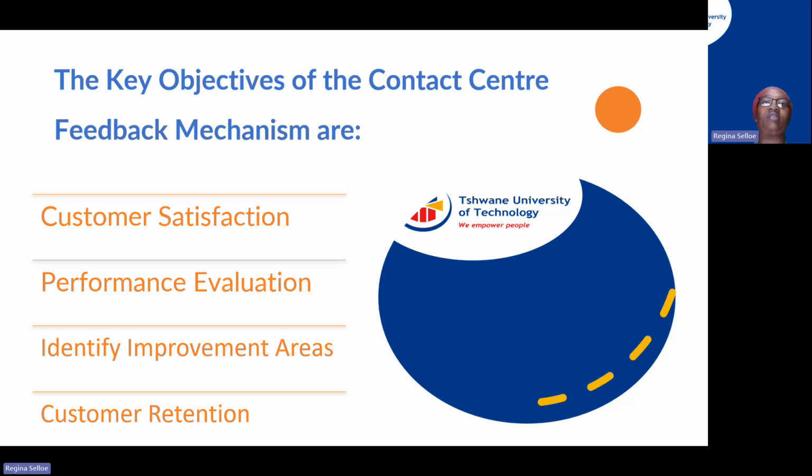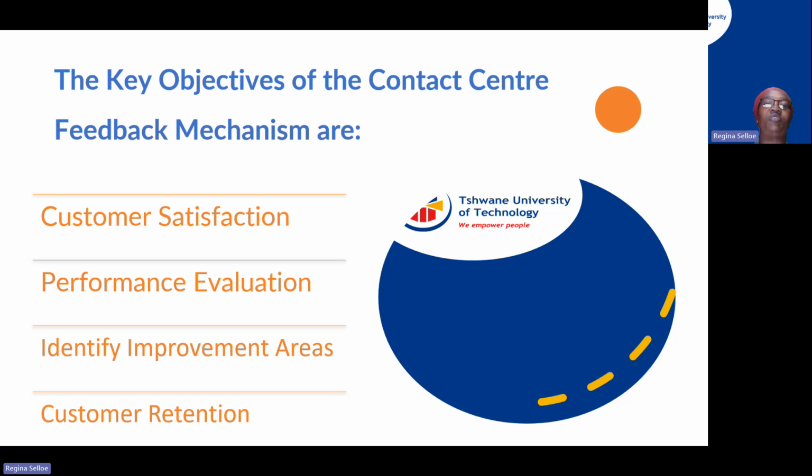Now, a feedback mechanism in a contact center is a system through which customers' opinions, concerns, and satisfaction are collected after interacting with a contact center. The importance of a feedback mechanism is for continuous improvement. It can also work for quality assurance and enhancing customer experience. It allows organizations to gauge performance, identify areas for improvement, and also measure the service effectiveness.